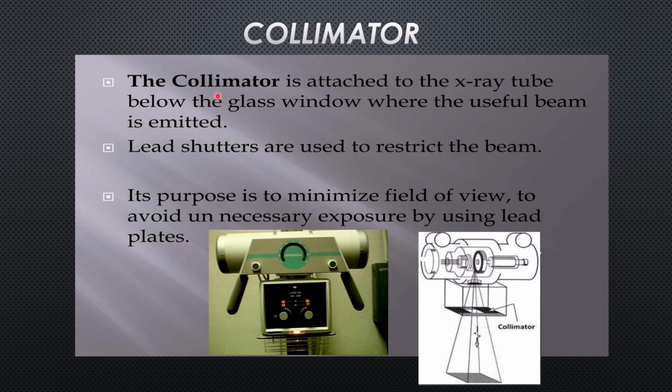The collimator is attached to the X-ray tube below the glass window. Here is the collimator where the useful beam is emitted. LED shutters are used to restrict the beam. Its purpose is to minimize the field of view to avoid unnecessary exposure by using LED plates.